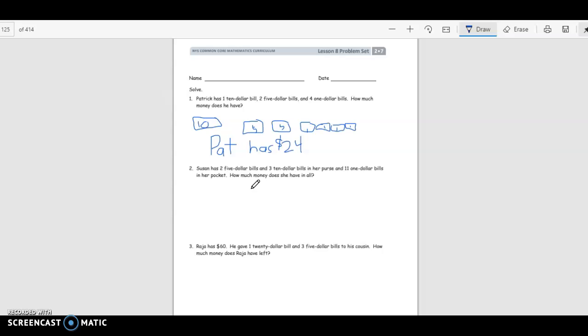Number 2, Susan has 2 $5 bills and 3 $10 bills in her purse and 11 $1 bills in her pocket. How much money does she have in all? So I would draw them all out. I would start with the bigger bill, so the $10 bill. I would draw all those, then the 5s, and then the 1s.